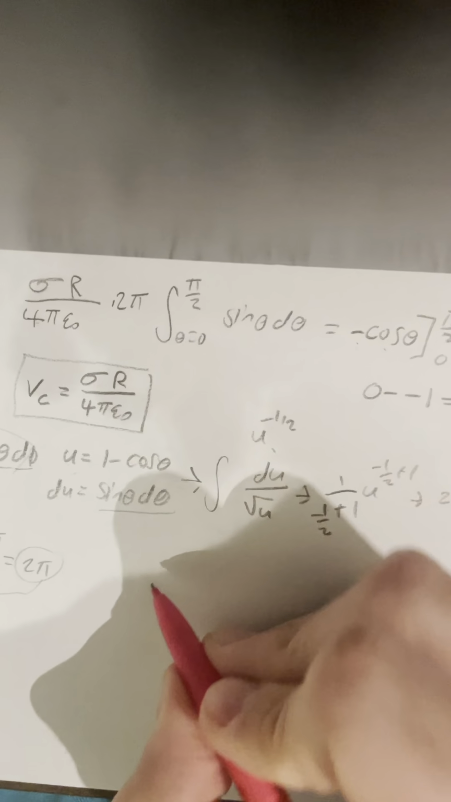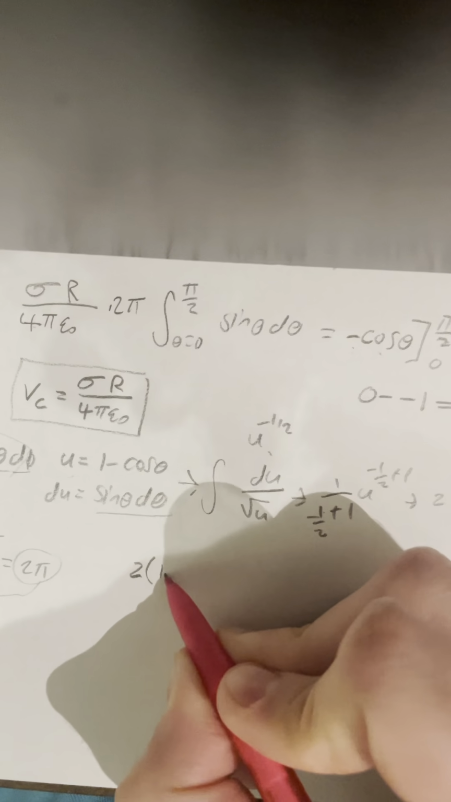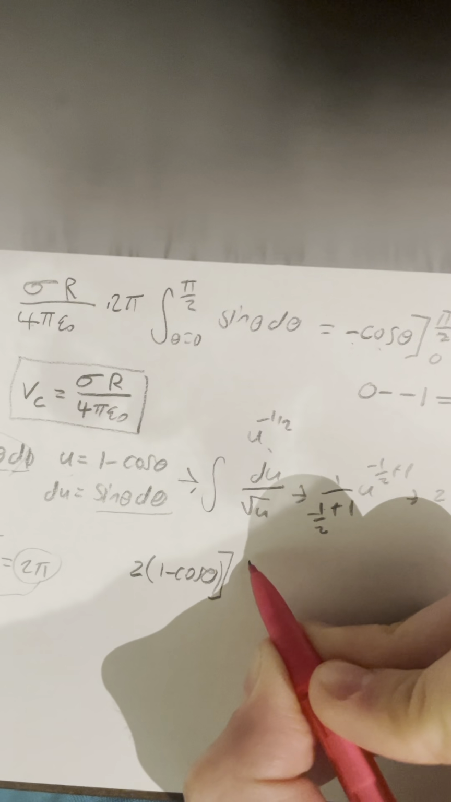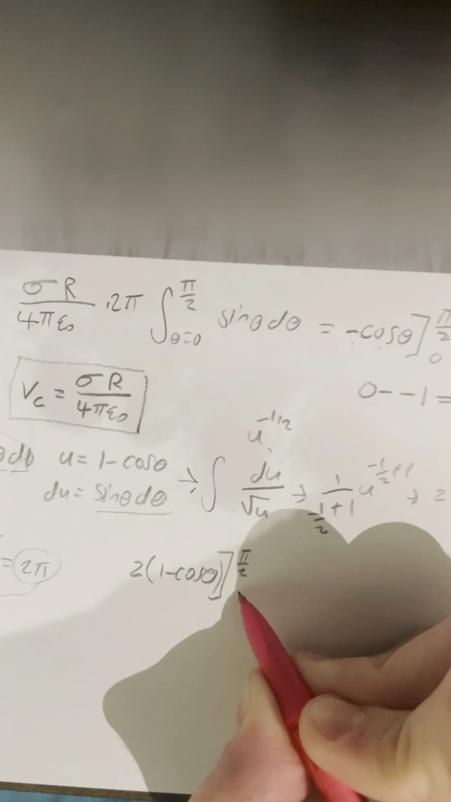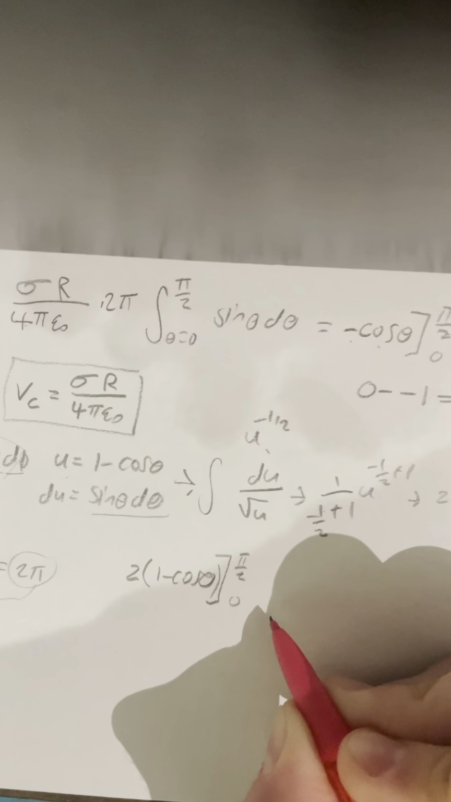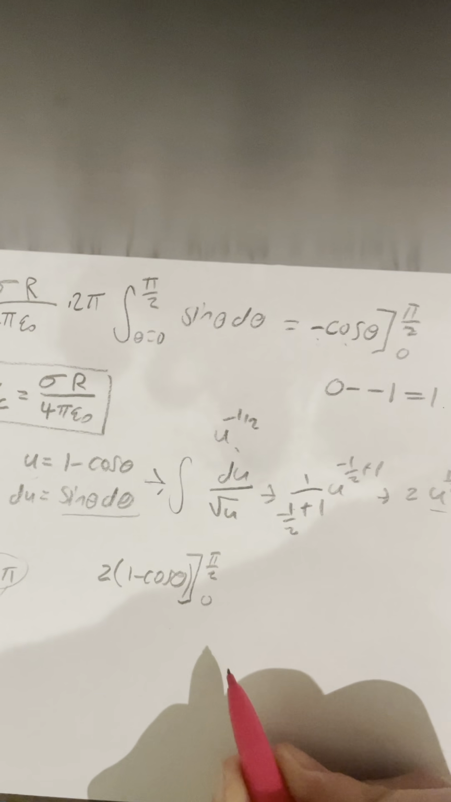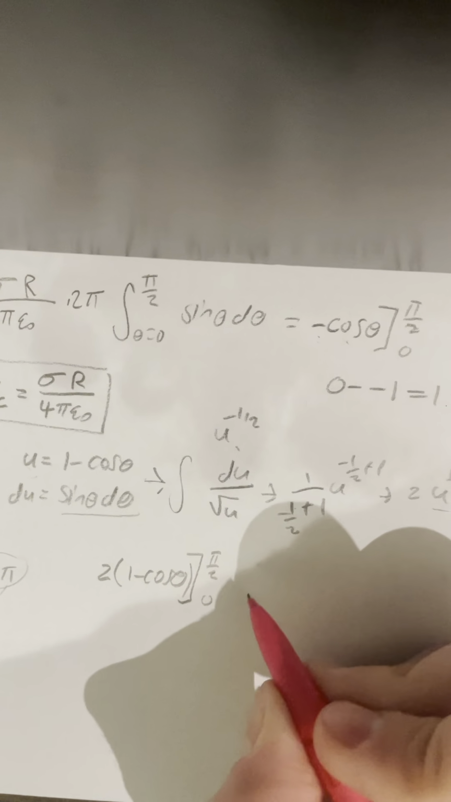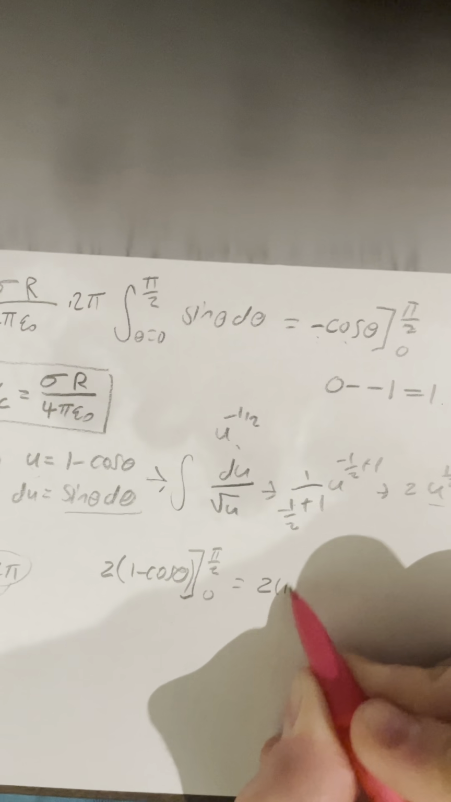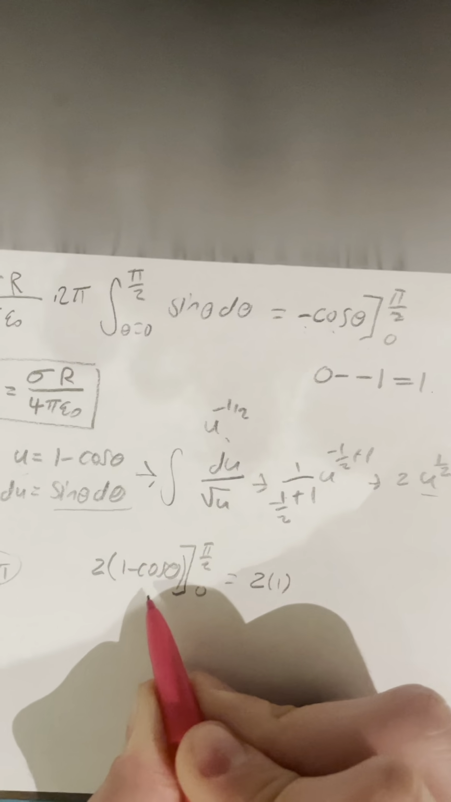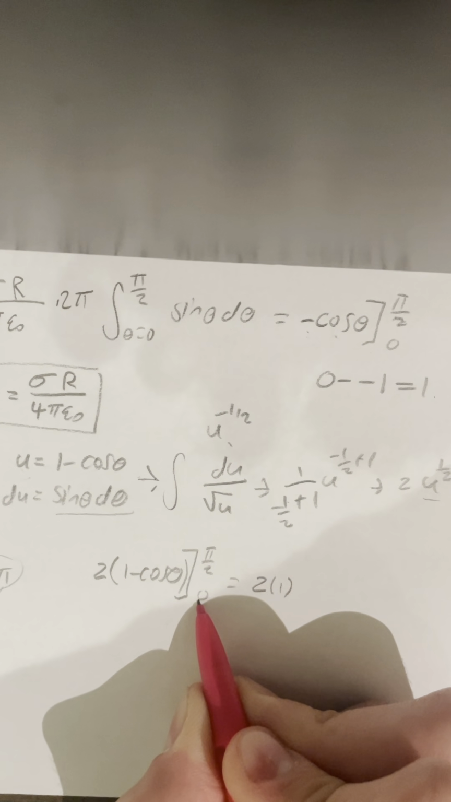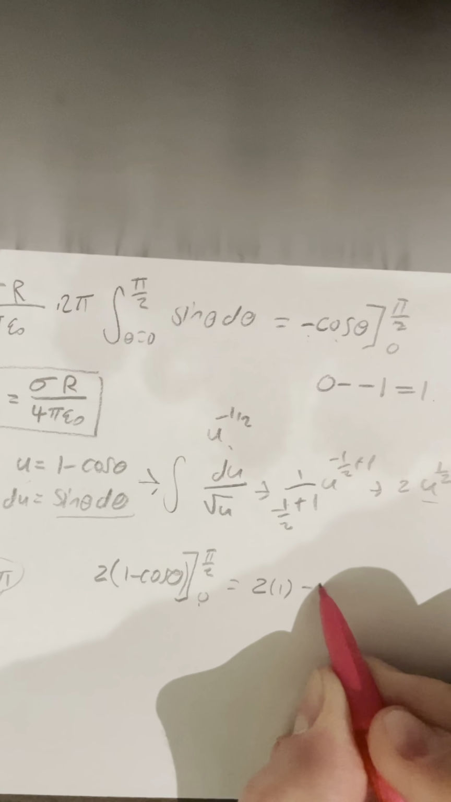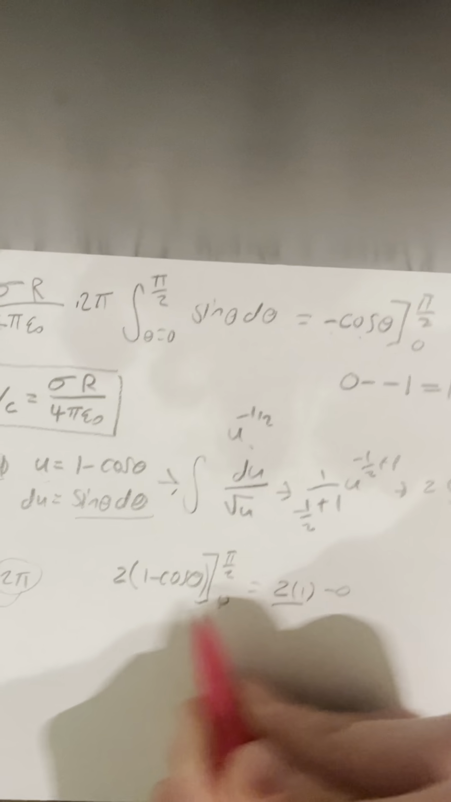So we know that what we're going to have is 1 minus cosine theta evaluated at pi over 2, where the upper bound is pi over 2 and the lower bound is 0. Cosine theta evaluated at pi over 2 is 0, which gives us 2 times 1. And then cosine theta evaluated at 0 is just 1. So 1 minus 1 is 0, so minus 0. So this is what we're going to get for this integral.